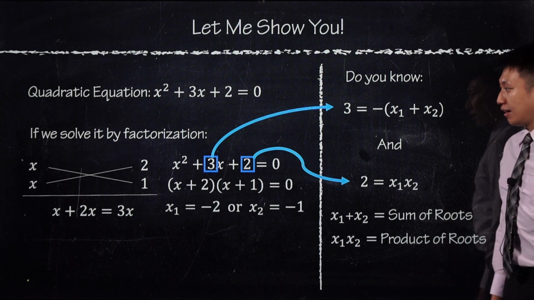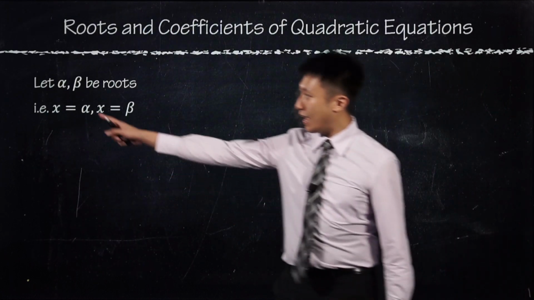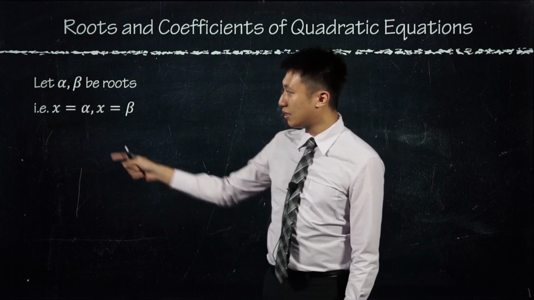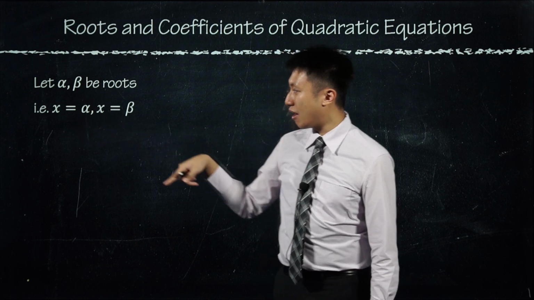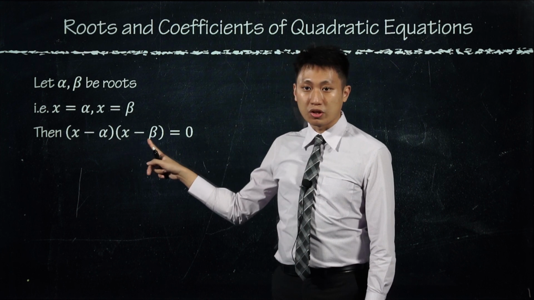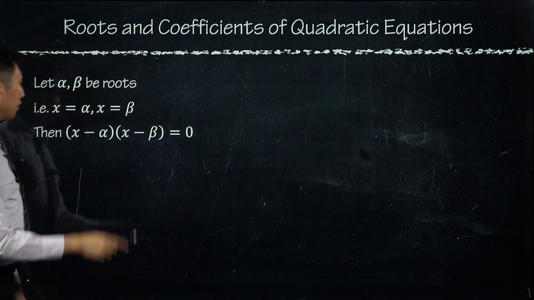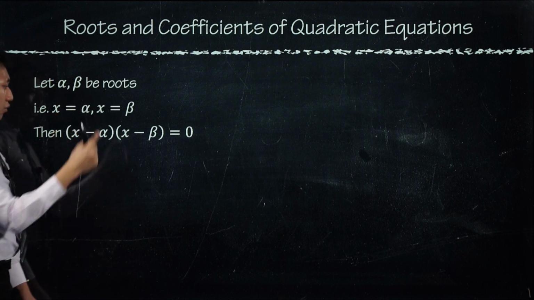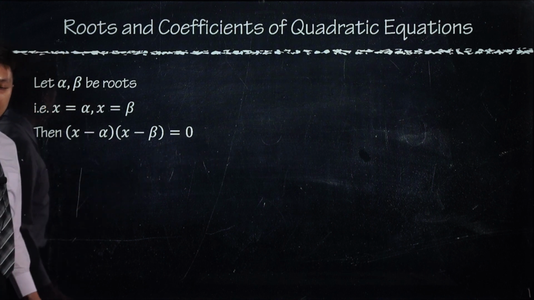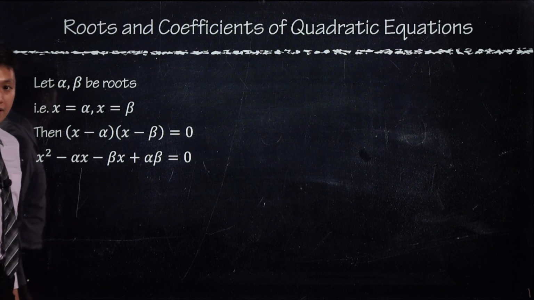Now let the roots be alpha and beta, you can call them something else. So x equals alpha and x equals beta. Then these two factors, you multiply them and they equal 0. Why will it be equal to 0? Because they are roots, right? If you substitute into the equation, the left hand side must be equal to 0, the right hand side must be equal to 0. That's why they are roots. Then they multiply together, so you get this thing over here.